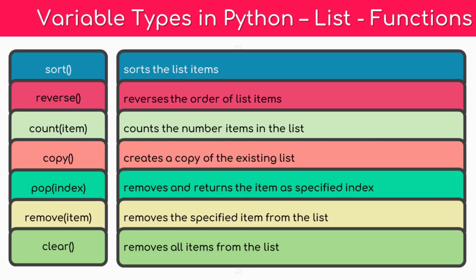Then we have pop and remove functions. The pop function removes an item and returns the removed item. The remove function takes the item value as a parameter and just removes the item from the list. Unlike the pop function, the remove function doesn't return any value. Finally, we have the clear function, which is used to remove all the items from the list.